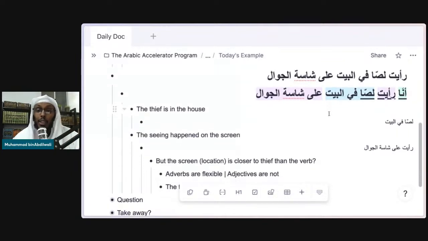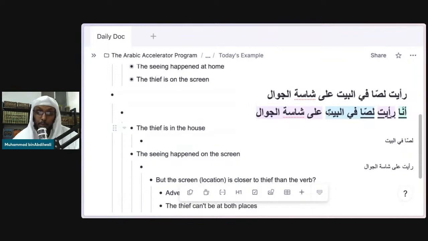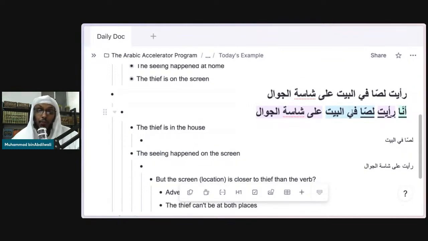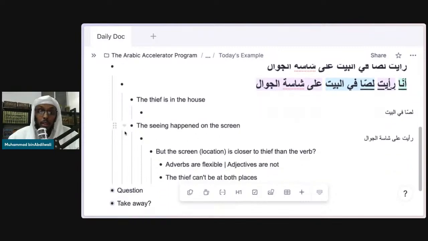But if you want a general rule, the general rule is simple: adverbs can be anywhere. They're not restricted, and adjectives are. Now, that makes a major difference when it comes to figuring out if this is actually talking about the verb, where it happened, or if it's talking about the person, where he is when the verb happened to him, for example. Big difference. واضح?